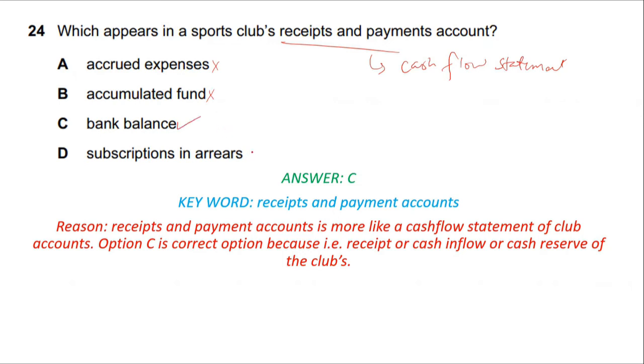Subscriptions and arrears, no, this is again a balance sheet item for a club's account. So the correct answer for multiple choice 24 is option C. Bank balance would appear in a club's receipts and payments account.